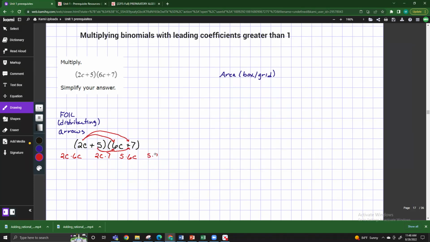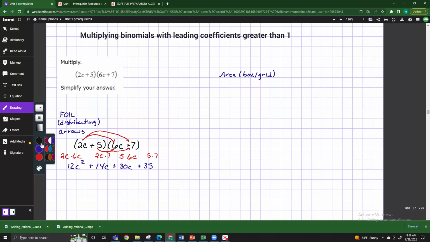Just remember, things are positive unless I see a negative in the problem. I don't always write my positives, but I will for my answer. So then I multiply these together, numbers with numbers, letters with letters. So this is 12c squared. There's nothing here, but there's another term, so I'm going to put a plus. 2c times 7 is 14c, and there's a plus. And then 5 times 6 is 30, still with a c. And then plus 35.